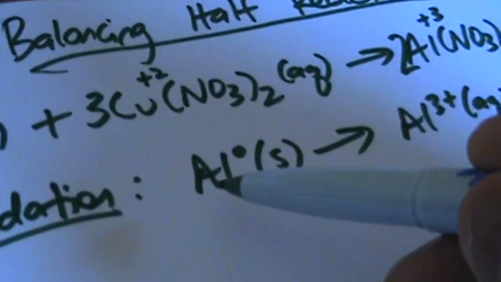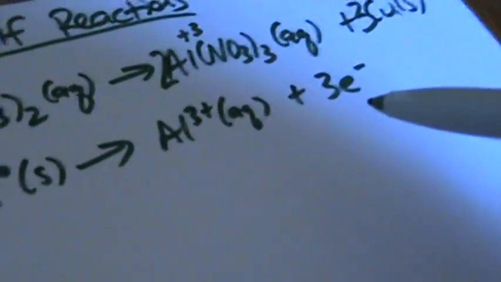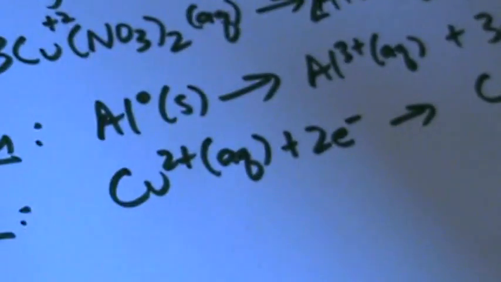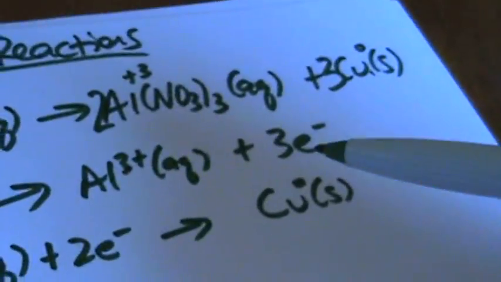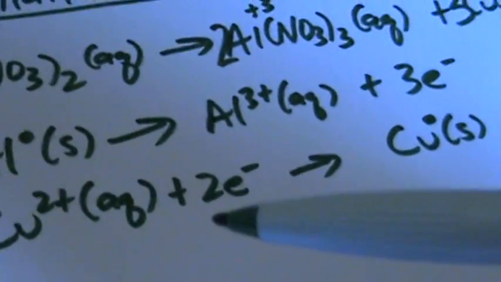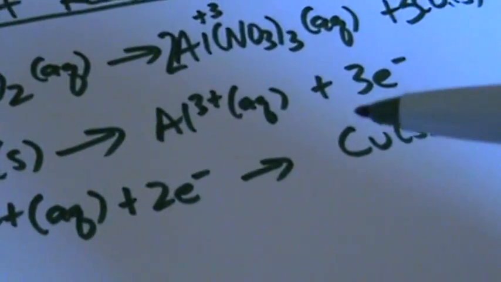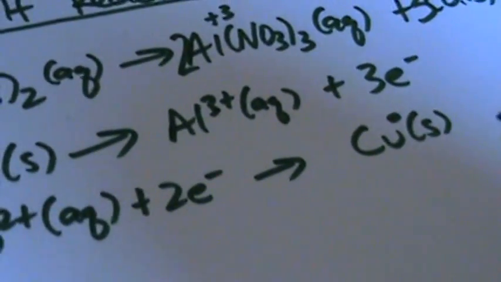Alright. The oxidation half reaction is Al0 to Al3+ plus 3 electrons, and the reduction half reaction is Cu2+ aqueous going to Cu solid. But remember, it had to gain electrons to do that. So to go from +2 to 0, it's got to gain 2 electrons. But look what we have here. In the oxidation reaction, we have 3 electrons on the right. In the reduction reaction, we have 2 electrons on the left. If you add these up, you get 1 extra electron on the right side. This cannot happen. So what do we need to do?